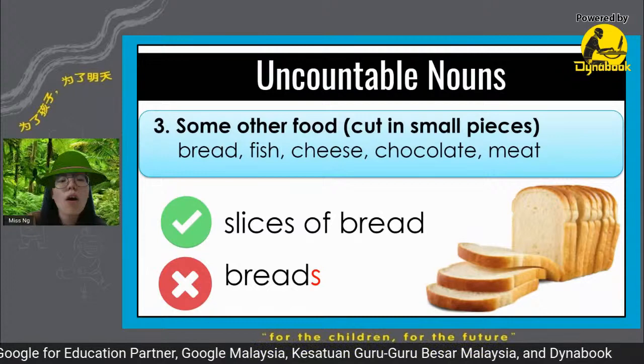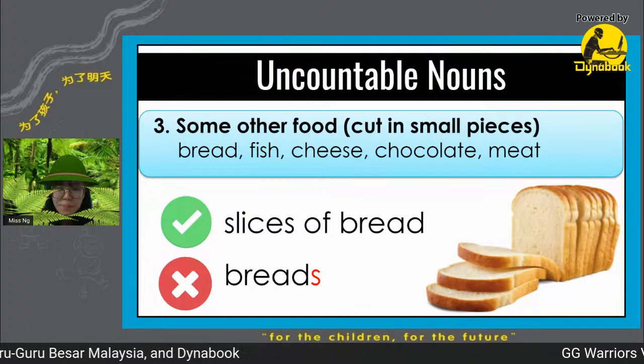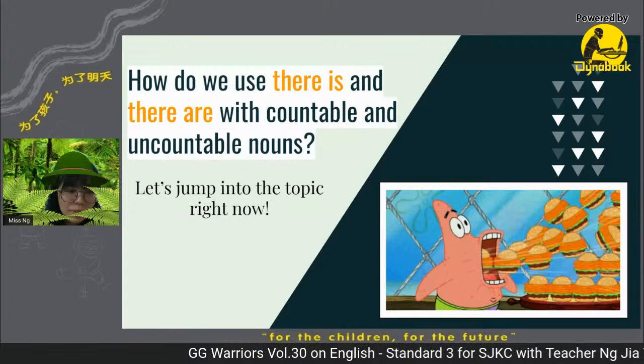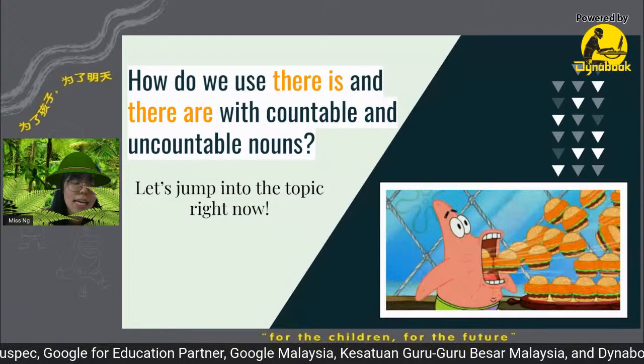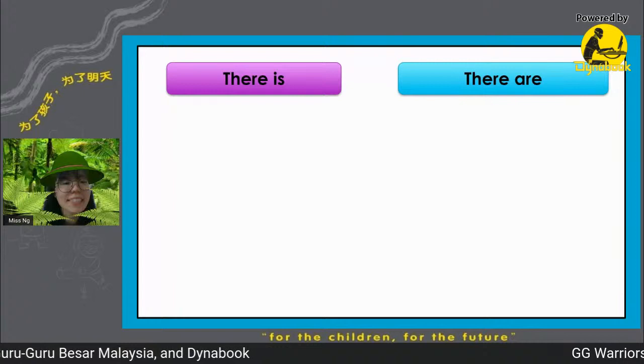Okay, so now, after we have learned about countable and uncountable nouns, we are going to see how we are going to use there is and there are with countable and uncountable nouns. Okay, so now let's be like Patrick. Learn more, eat more, okay? So we have there is and there are.